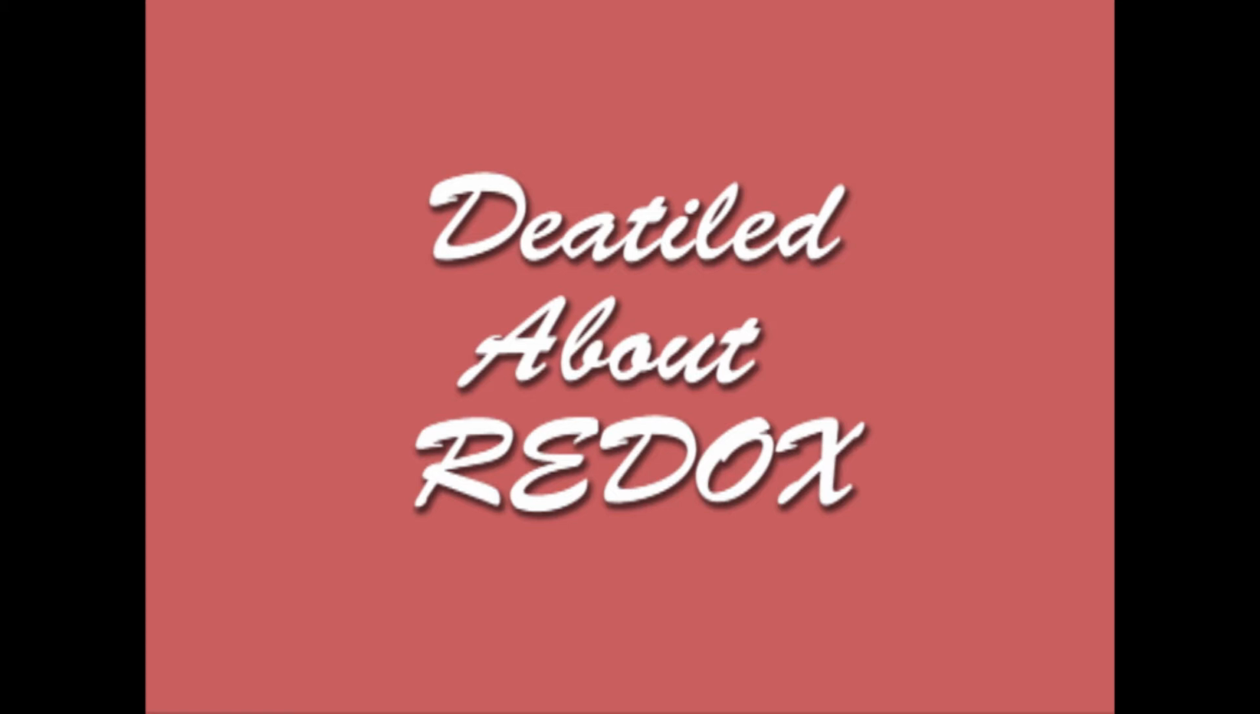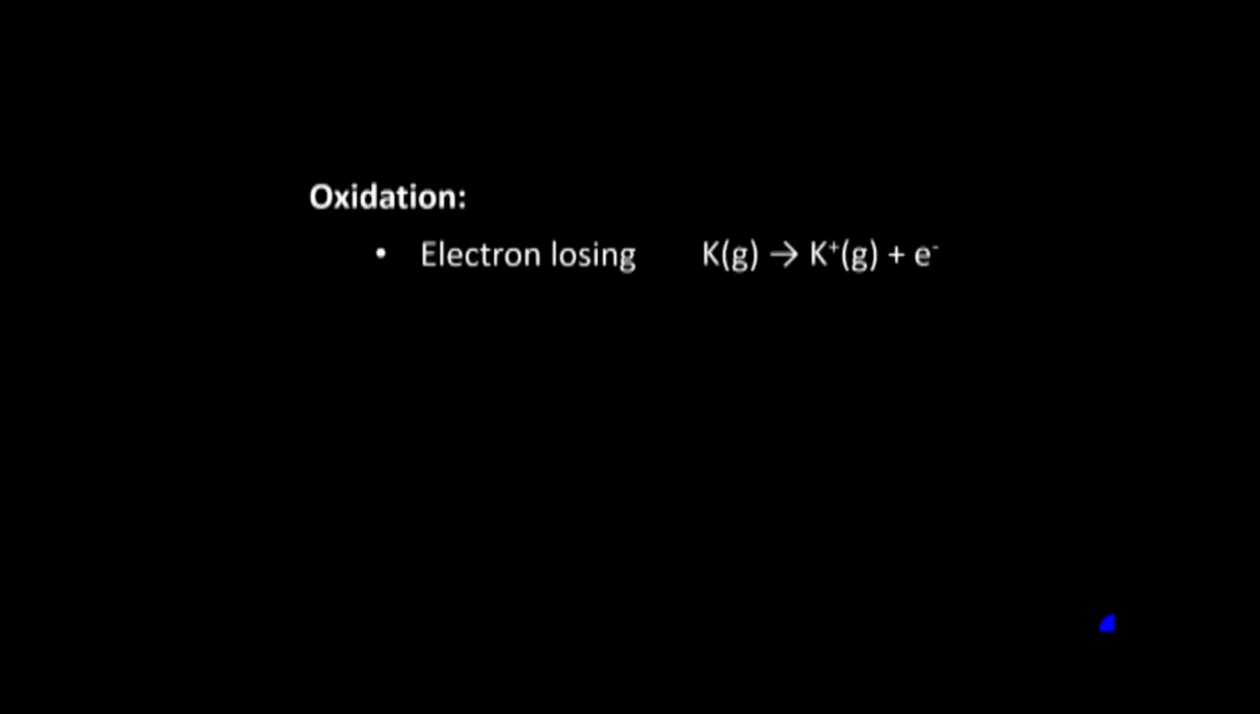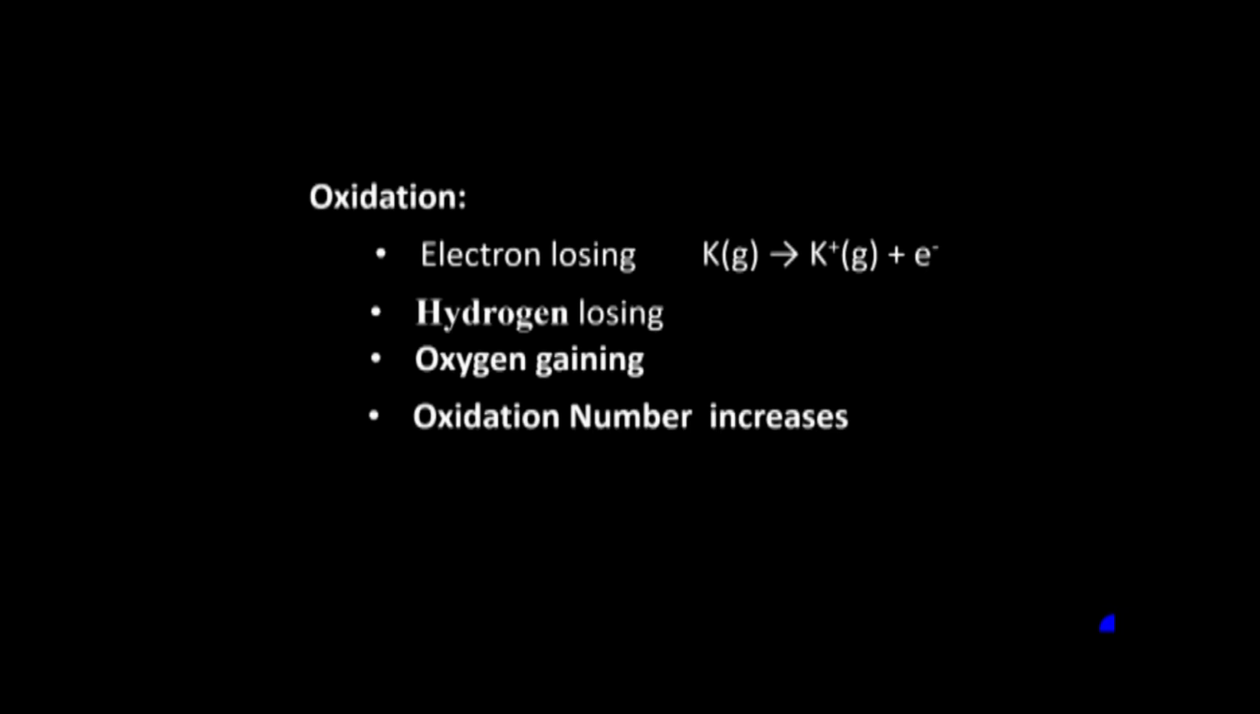The first part, oxidation and reduction. Oxidation is a half reaction here. Electrons lost, electron losing, potassium atom is losing 1 electron. This is the latest definition of oxidation reaction. And hydrogen losing, oxygen gaining, oxidation number increases. Later I'll discuss what oxidation number is and how to find it.